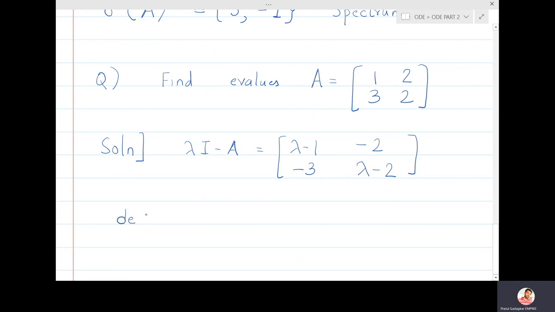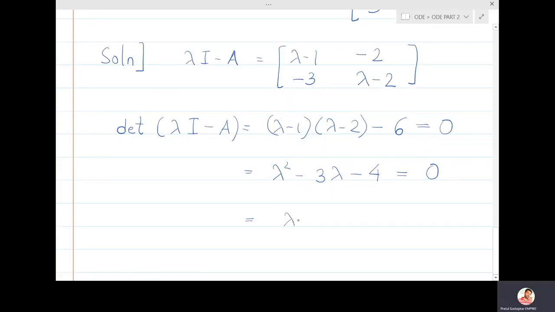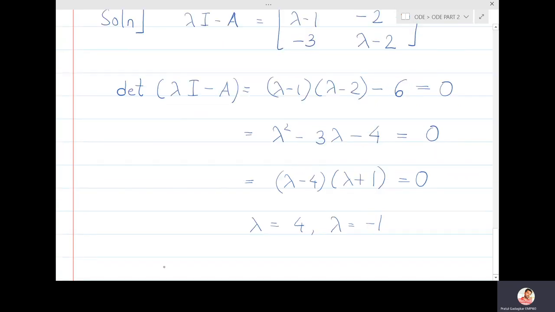When we equate the determinant of lambda I minus A to 0, I will get lambda minus 1 into lambda minus 2, minus 6, which is lambda square minus 3 lambda minus 4, and that is equal to 0. This gives me lambda minus 4 into lambda plus 1 equal to 0. So this means that lambda equal to 4 and lambda equal to minus 1 are the eigenvalues. What is the spectrum of A? The spectrum of A is 4 and minus 1. Okay.